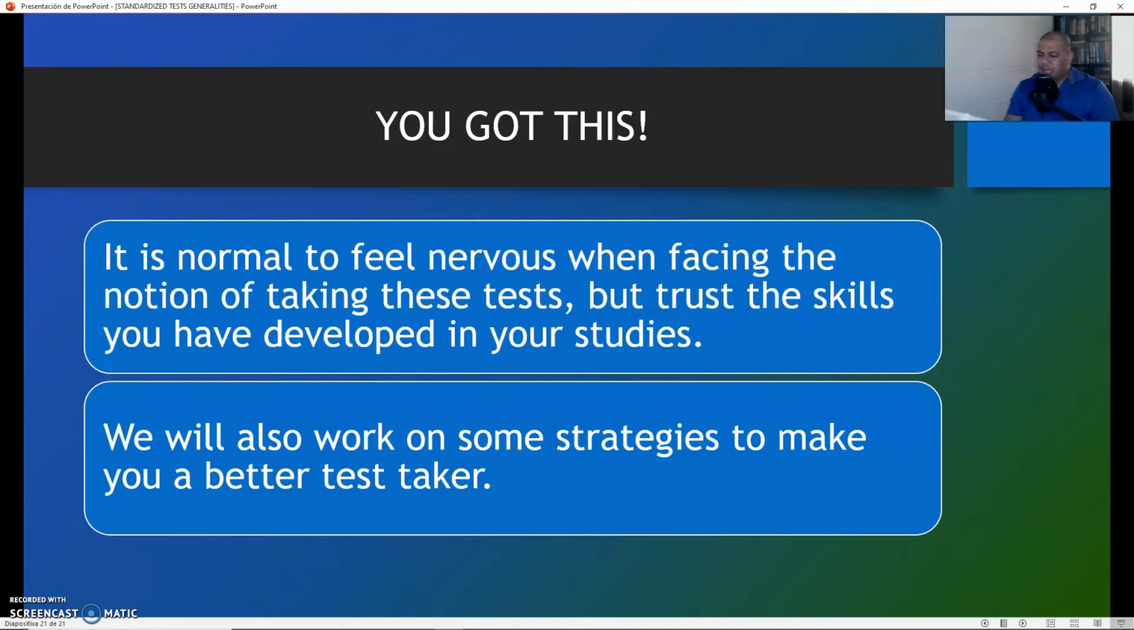And of course, in our subject, we are going to be working on some strategies to make you a better test taker. There are things that we can do to improve our chances to do well, and mostly it has to do with your mindset, okay?